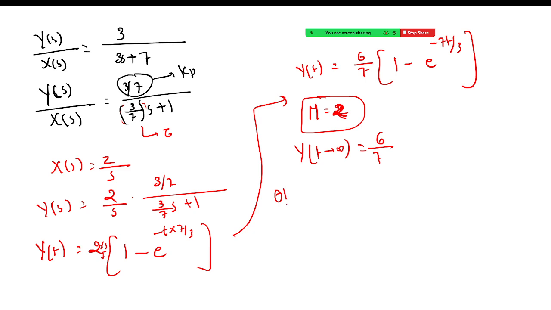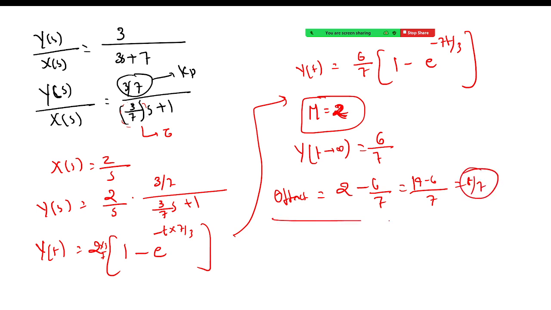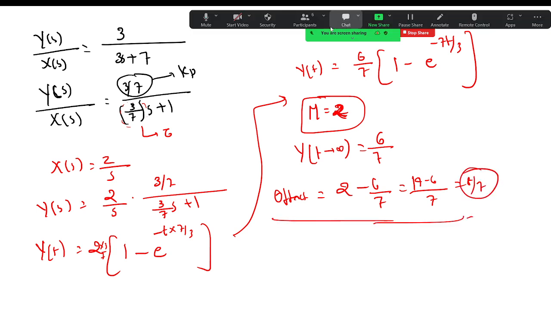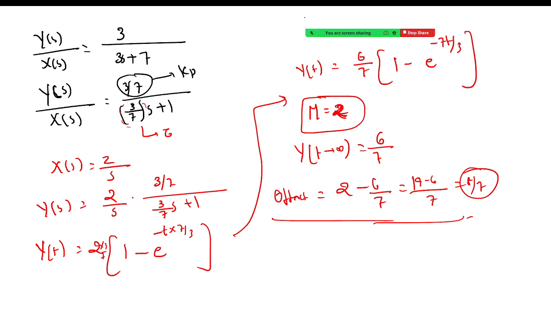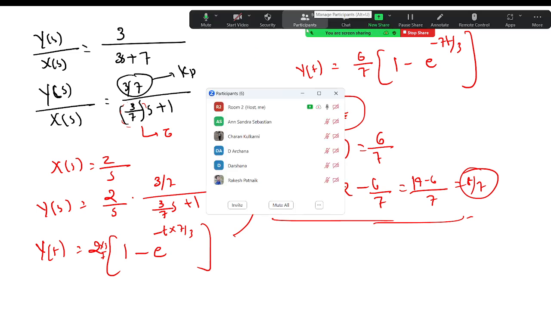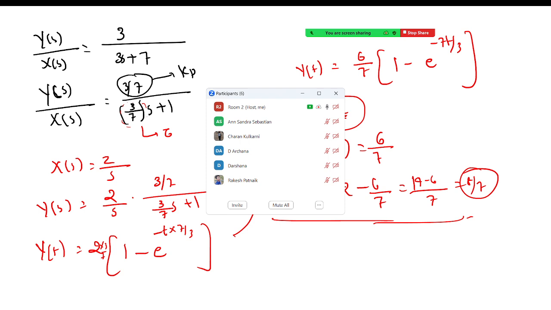So can I calculate the value of offset? Offset is equal to m minus y(infinity), that is 2 minus 6 by 7, that is 14 minus 6 by 7, that is equal to 8 by 7. So you have got the value 8 by 7, right? This kind of question gets asked, and it is very, very important and you should understand these things.